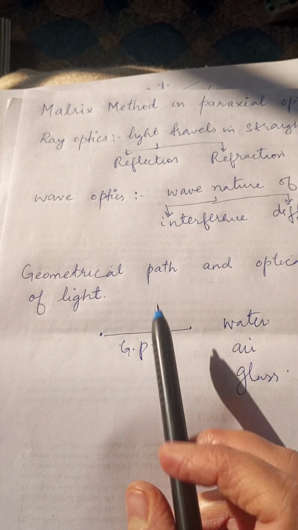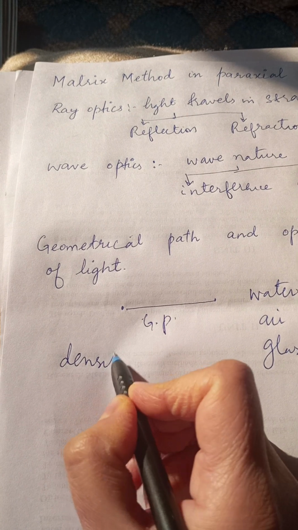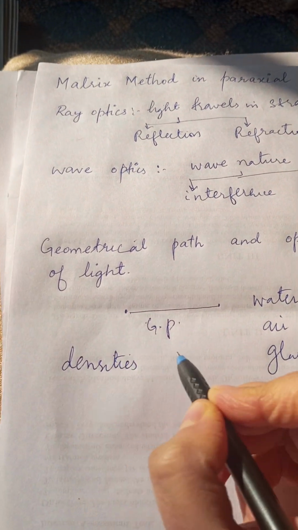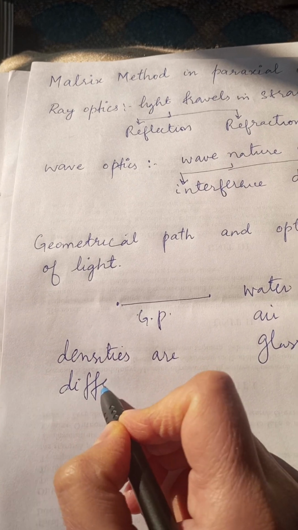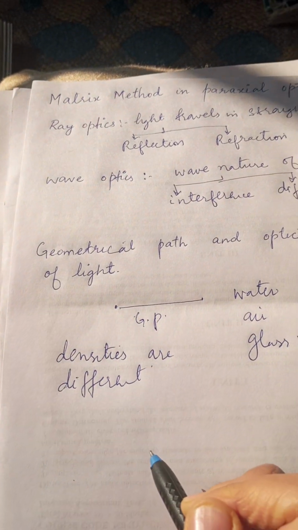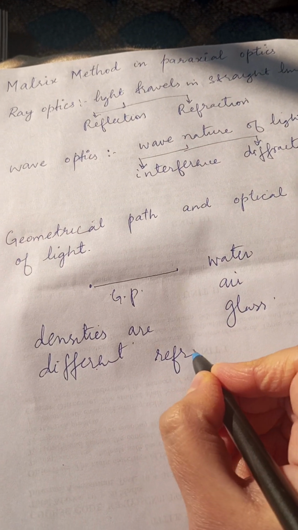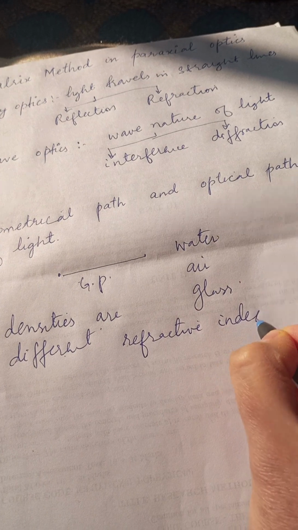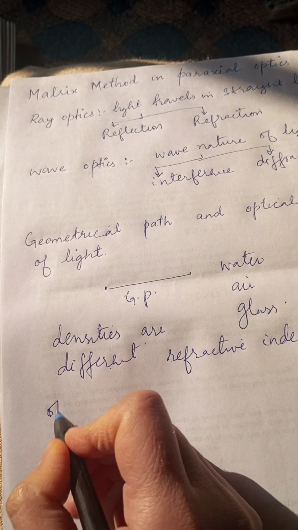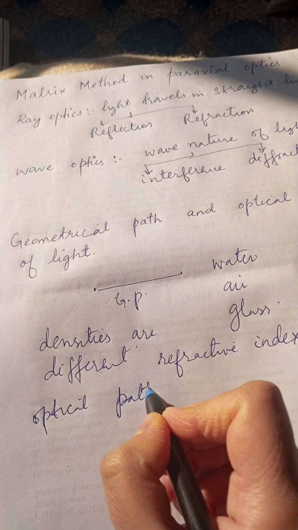But the actual distance that light travels from one point to another point in a medium is called a geometric path. But we know that densities of different mediums are different. Therefore, the velocity of light is different in different media, right? So, if we consider the refractive index of the medium, then we will also talk about the optical path of light.